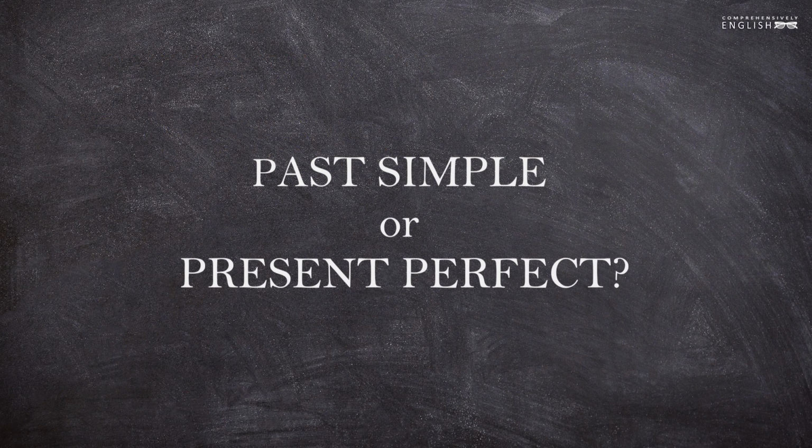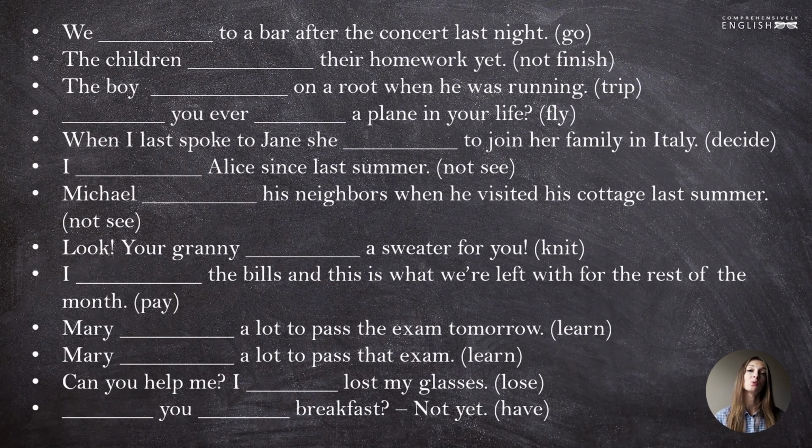Now let's have a little bit of practice. Let's do a little exercise in which we need to open the brackets and put the verbs in the correct forms. We'll be choosing between the present perfect tense and the past simple tense. The first sentence: "We (go) to a bar after the concert last night." The verb is go. What tense are we going to use here? We see "last night" and it clearly tells us that we're talking about a particular moment of time in the past. So go should become went, as this is the second form of the verb to go. It is an irregular verb.